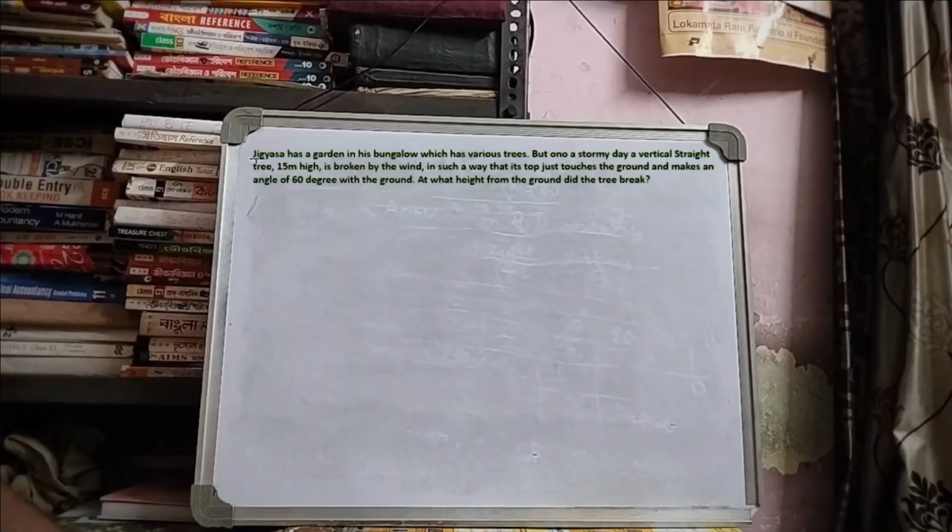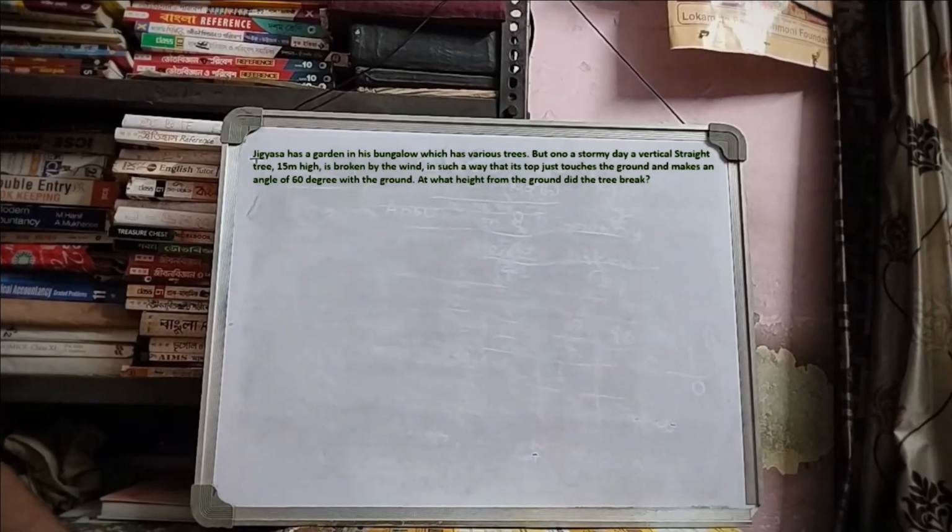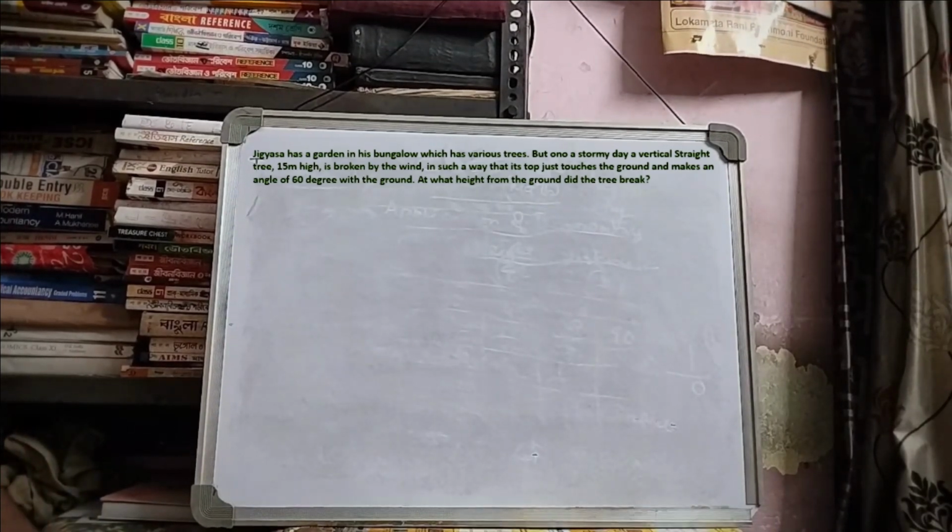Jigasa has a garden in his bungalow, which has various trees. But on a stormy day, a vertical straight tree, 15 meters high, is broken by the wind in such a way that it just touches the ground and makes an angle of 60 degrees with the ground. At what height from the ground did the tree break?